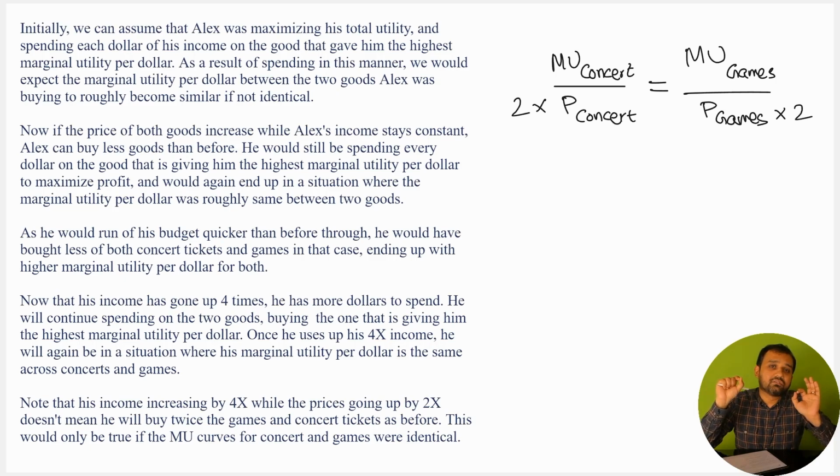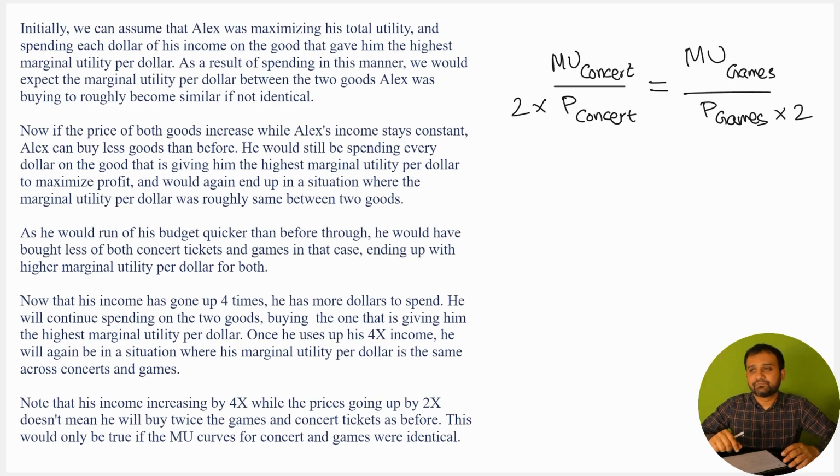Okay. Now, what that tells us is compared to his previous situation, when prices doubled but income went up by 4 times, he in real terms had more money to buy. So prices went up by twice but income went up by 4 times. So in reality, his ability to buy things went up by roughly twice. So if that is the case, that means he ends up buying more goods. Now you may say, well, does he buy twice as much as before? He doesn't. He would only do that if the marginal utility curves for concerts and games were identical.